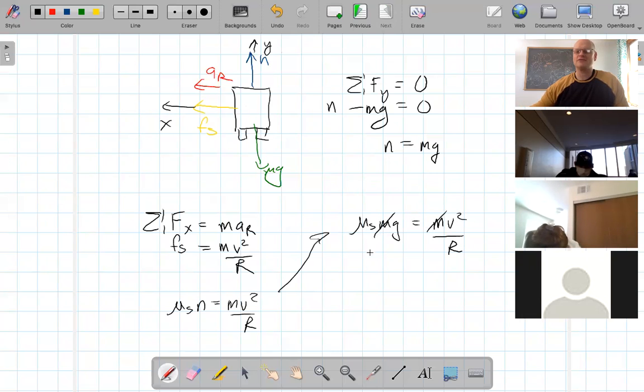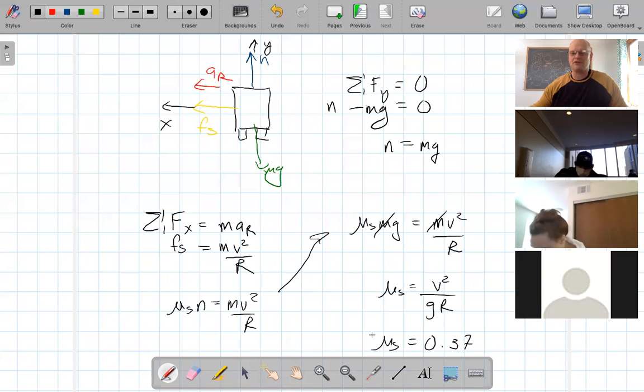Here the masses are going to cancel, so I don't care about the mass. And let's solve this for the coefficient. So the coefficient then is equal to v squared divided by gr. Okay. Plug in the numbers, what I get in this case is this works out to be about 0.37. So my minimum coefficient of friction I need to make it through this particular corner at 30 meters per second, and a radius of 50 meters is 0.37. That's my coefficient. Remember, coefficients always are dimensionless, so this has no units to it.